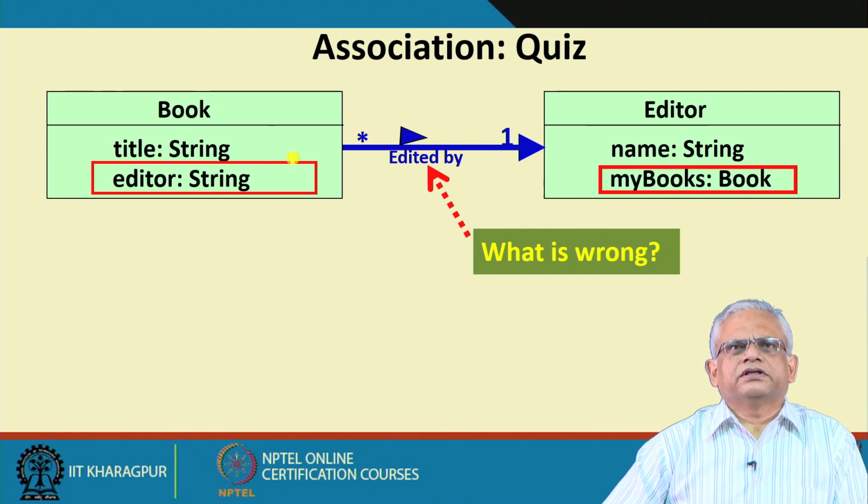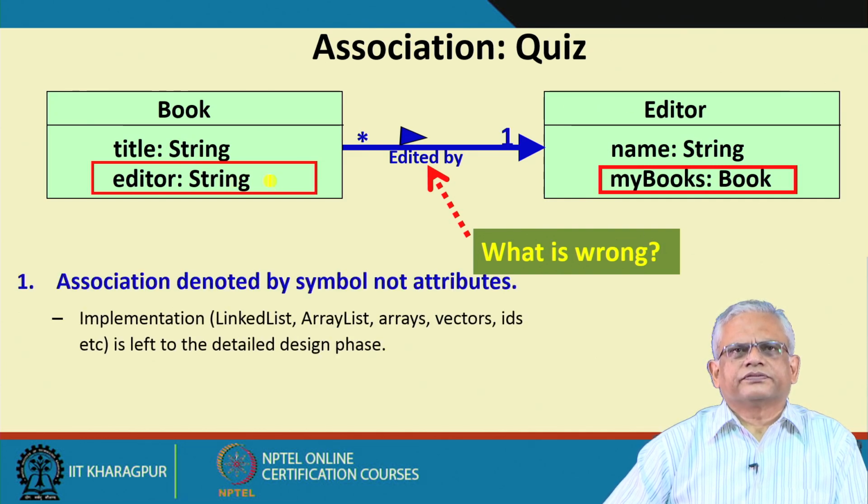The first mistake here is that these are implicit attributes. We do not explicitly write here that the editor is an implicit attribute of the book. We do not explicitly write that, that is understood. Once we implement, those will appear in the code, but in the class diagram we do not explicitly write that editor is an attribute of the book class.